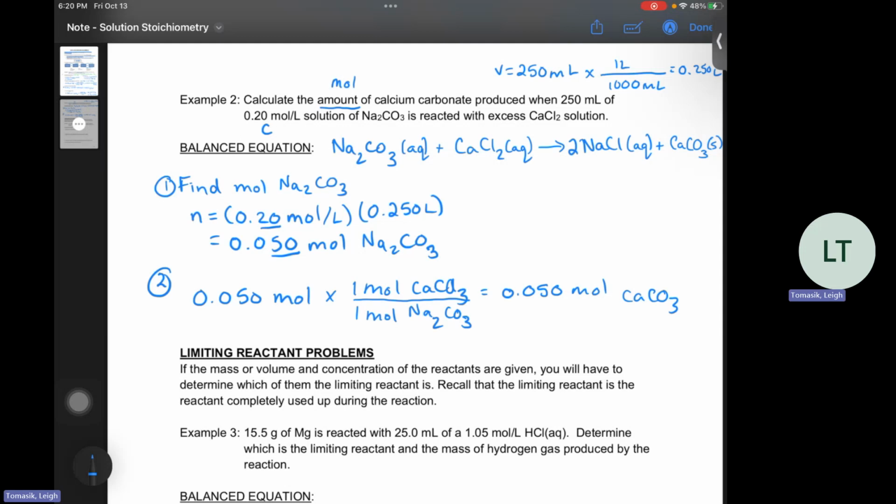If they had asked us for grams, right, we would multiply by the molar mass. If they had asked us for volume, we would have multiplied by the concentration.